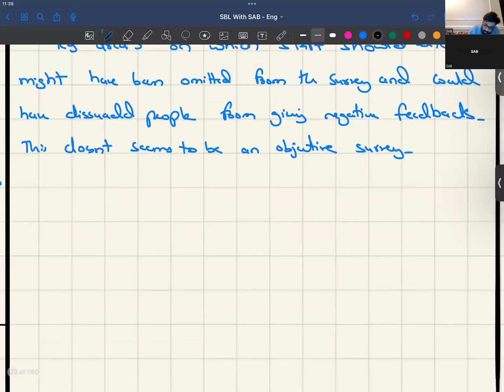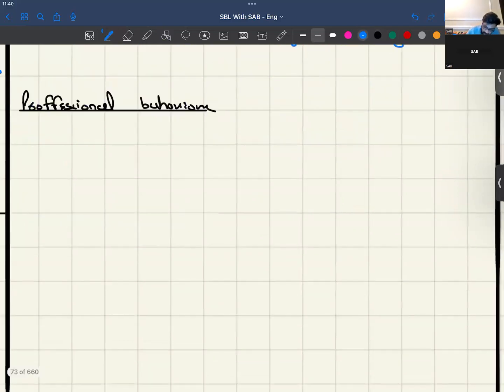The behavior of the manager could also be discussed here, professional behavior, that he asked them to switch the job or look for another job. So that's particularly one of the concerns, right?